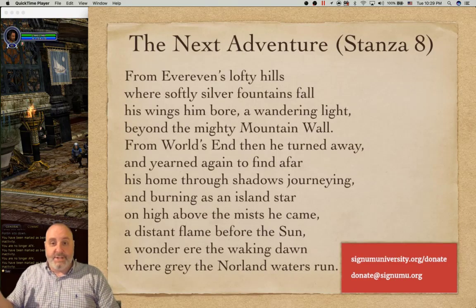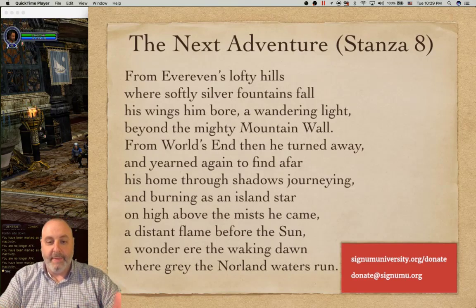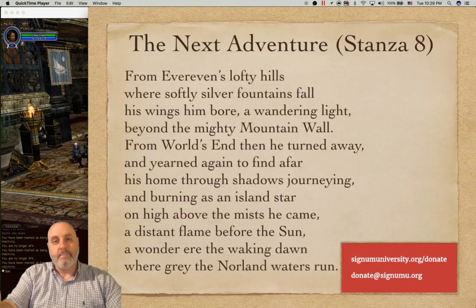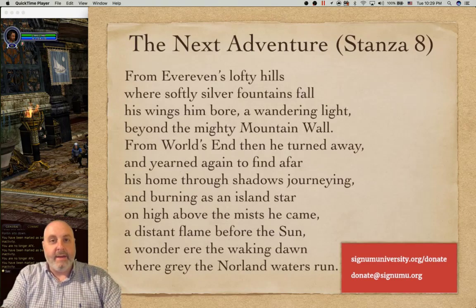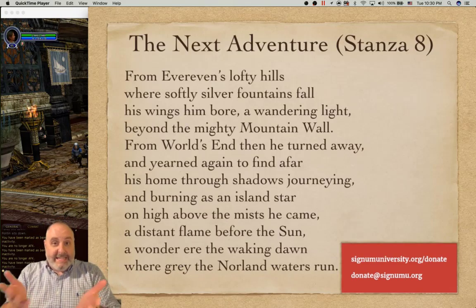Okay? That's his desire. He wants to go back home. Through the shadows, because he's been the other way and he knows there's shadows between him and them. So he's yearning again to find his home. And burning as an island star on high above the mists he came. And so there he goes, right? There he goes, heading back, right? The way he wants to go after he's turned away. This poem very strongly suggests that he is driving the boat, right? I mean, that's what it says in this sentence.